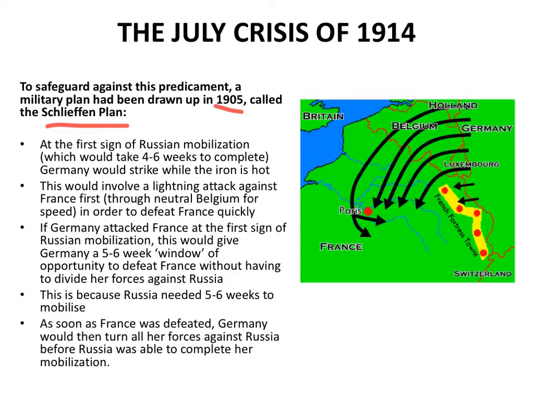So by the time Russia had mobilised, Germany would be able to turn all her troops eastwards against Russia, because she had defeated France very quickly before Russia was ready to go to war. That's because Russia needed 5 to 6 weeks to mobilise. Okay, so that's the basis of the Schlieffen Plan.